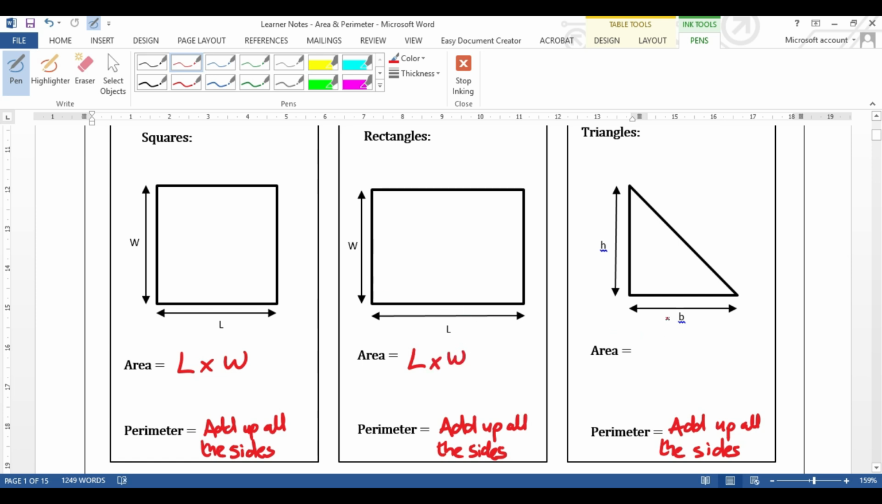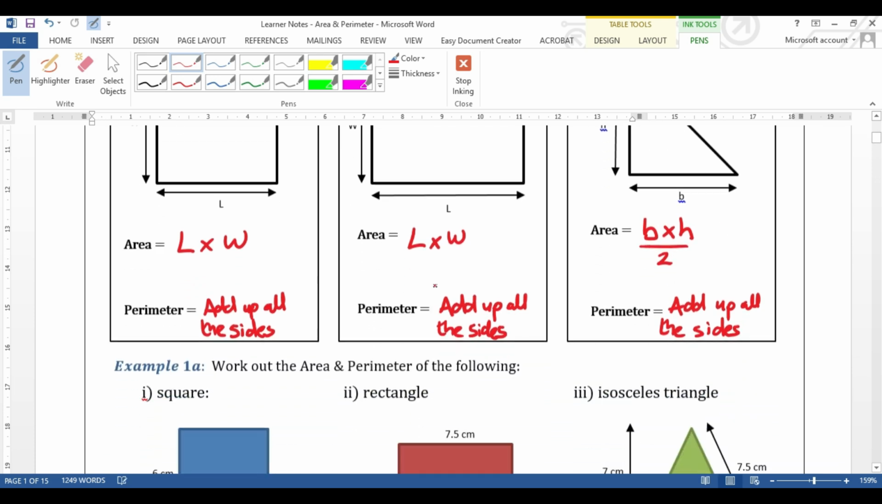Okay, so for triangles, it's very similar to a rectangle, but if you think of a triangle as half of a rectangle, so same as before, length times width, or in this case base times height, and we have to halve it to get half a rectangle, which gives you a triangle. That's how you work out the area of a triangle. So don't forget to halve it, otherwise you won't get a triangle, you will actually get a full rectangle if you just do base times height. A lot of people do tend to forget to halve it, so just be careful. Let's have a look at some examples.